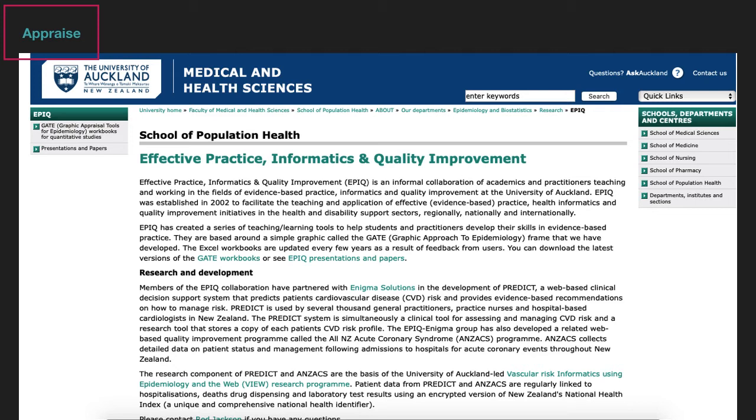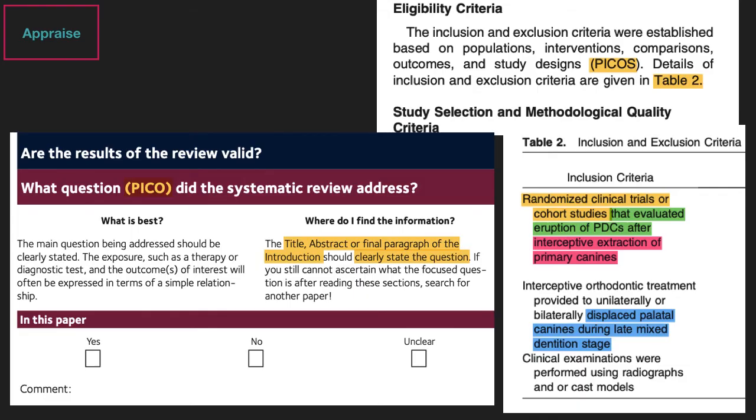You can choose any checklist. You can choose any website to do this. This is easy and available for everyone. Okay, I will appraise my papers, my systematic reviews, using a tool from the CEBM web page.